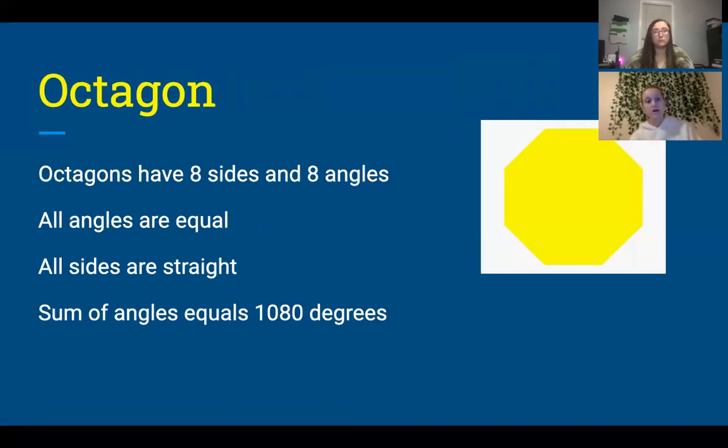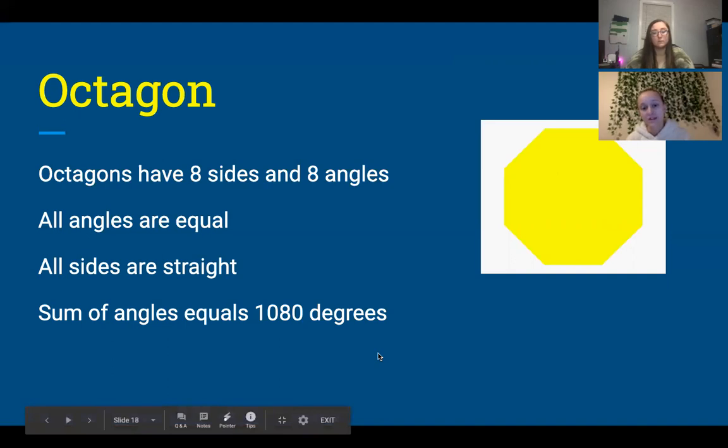Here's our next shape, an octagon. Can anyone think of an example of an octagon? If you remember back to our common response on our poll that we just took as a class, we all put in that we know what a stop sign is, and a stop sign is an octagon. Octagons have 8 sides and 8 angles. All angles are equal, and all sides are straight. The sum of the angles on the inside adds up to 1,080 degrees.